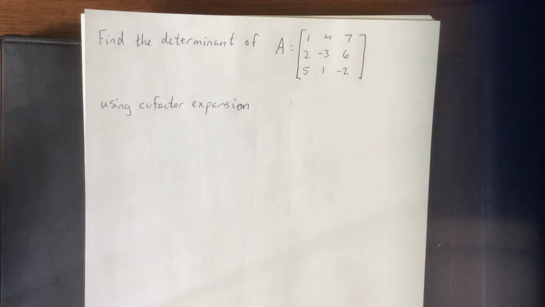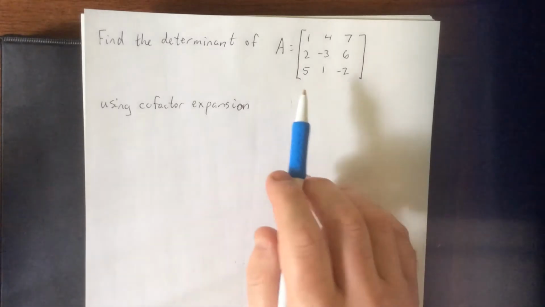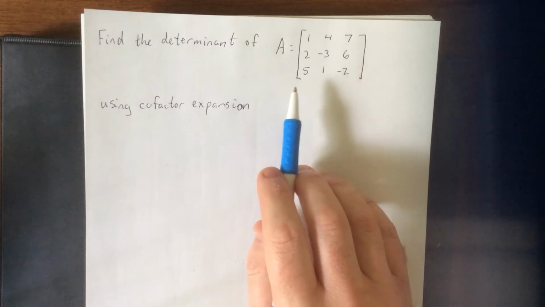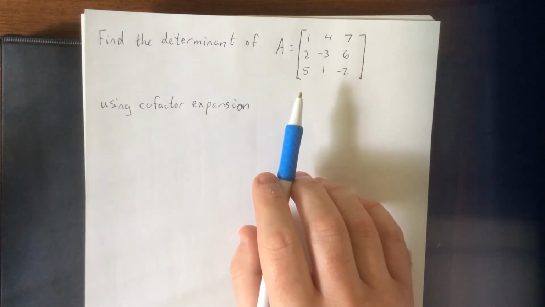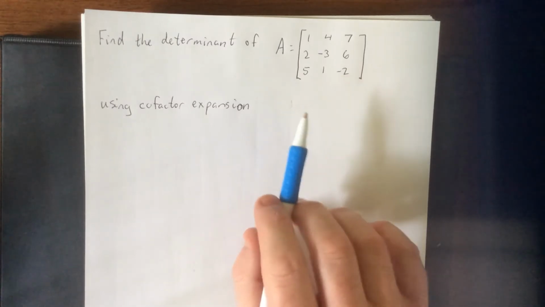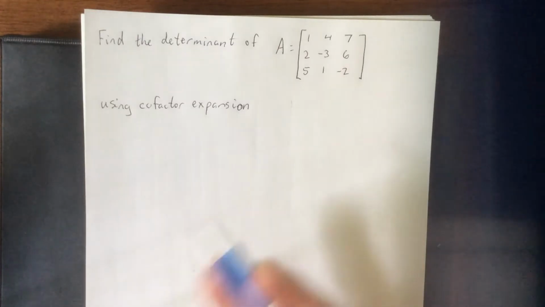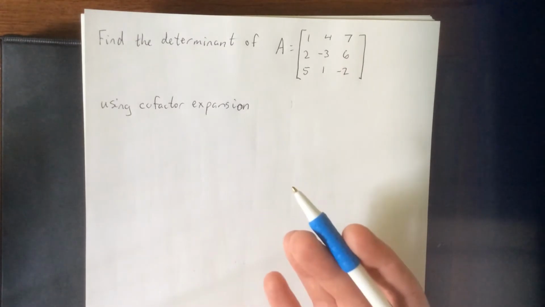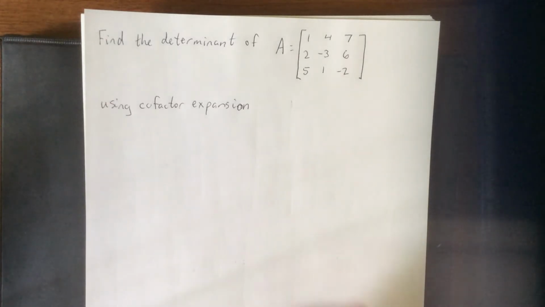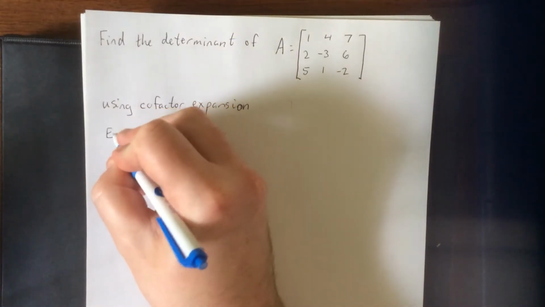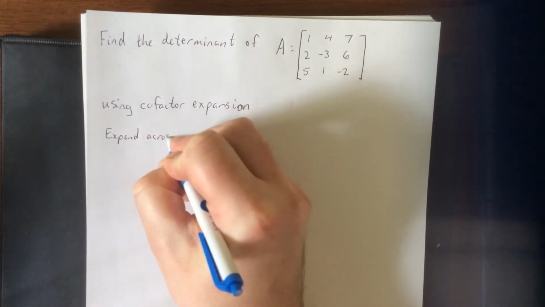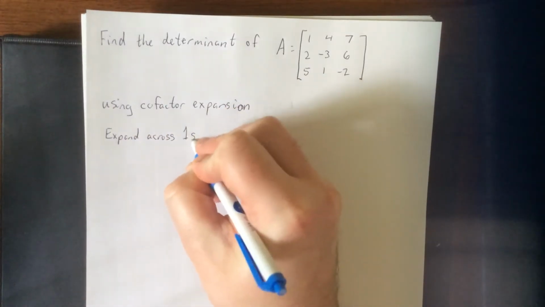Now, when it comes to cofactor expansion, you'll be responsible for selecting any row or any column and multiplying the corresponding entry by its cofactor. What I'd like to do in this example is demonstrate that it does not matter which row or which column you actually pick, you should get the same result either way. So for this first one, I'd like to expand across the first row.